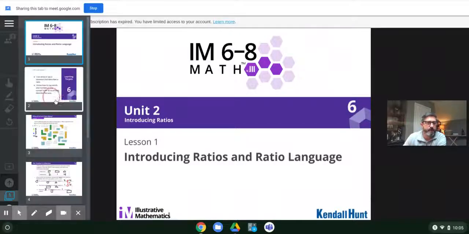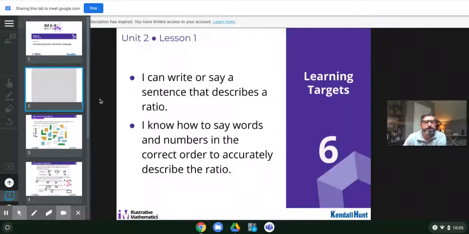All right. So, like I said, we're talking about ratios and the language that we use when talking about them. Today, like we did last Monday during our last class, at the end, hopefully, we'll be able to write or say a sentence that describes a ratio. And we'll know how to say words and numbers in the correct order to accurately describe the ratio.